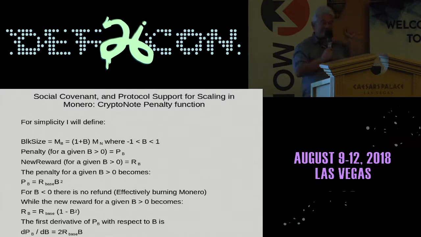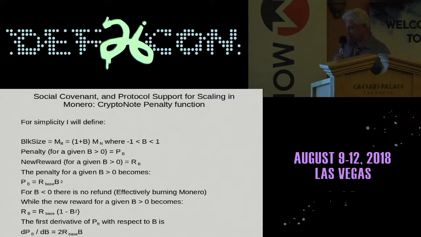Yes, that's true, but it actually does something else. It actually creates a burning of Monero. And the reason is because it delays the tail emission. So at any point in time in the future, there's going to be a smaller amount of Monero in the economy once the penalty is applied. And that's a side note about that.